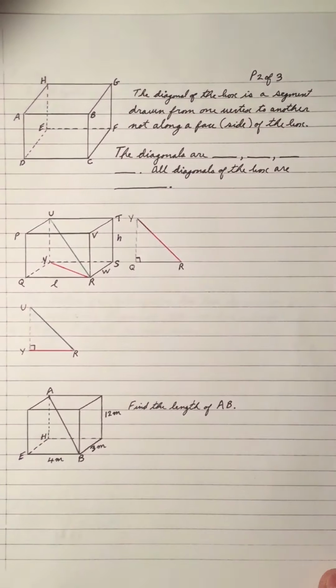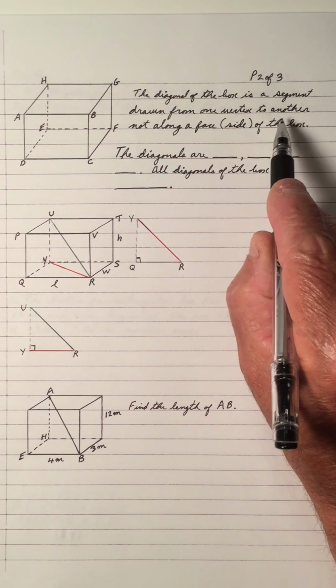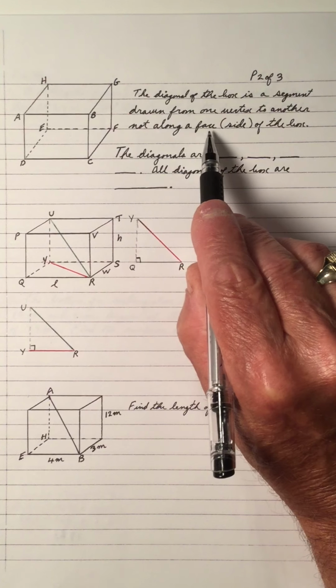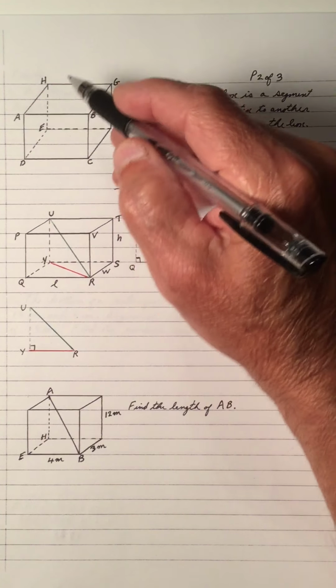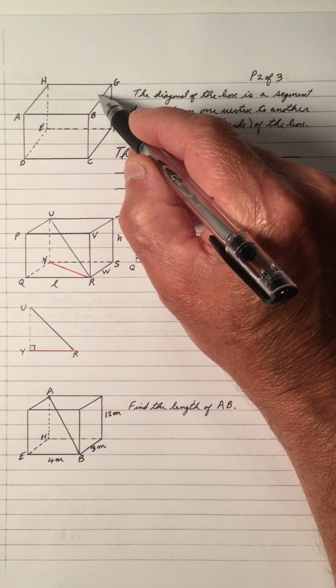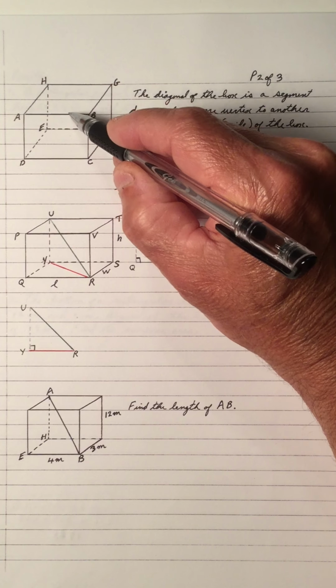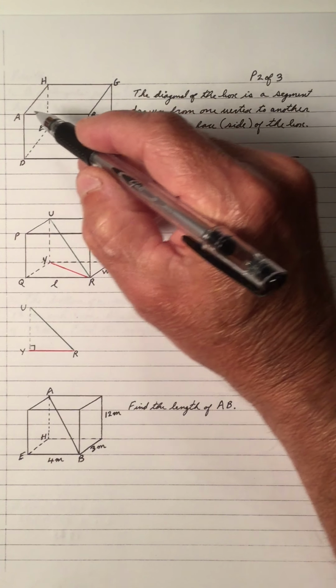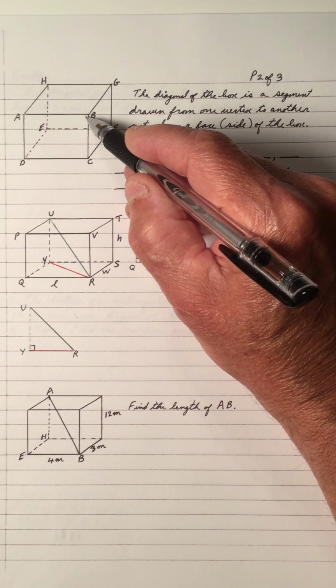Hi, welcome to my video on the diagonals of a rectangular prism, or we call it a box. The diagonals of a box are segments drawn from one vertex to another, not along the face or the side of the box. So a diagonal could be G going down to D, it could be H going down through the middle to C, or it could be A going down to F, or it could be B going down to E.